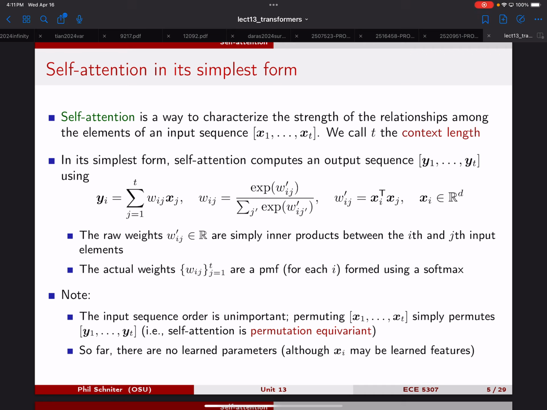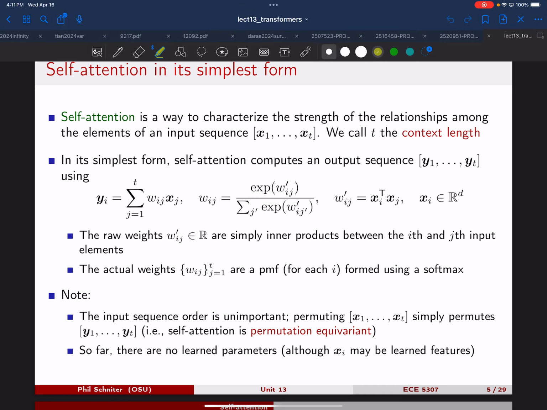So this was the original equation that we saw for self-attention in its simplest form. For the ith output, we can see that this is a linear combination of all the different inputs. And the combining weights are softmax versions of these inner products. So basically for each y, x is used 3 different times. And each usage is a bit different.